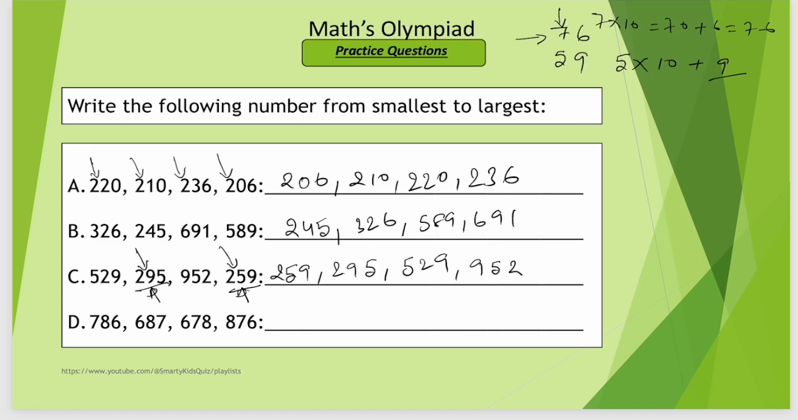786, 637, 678 and 800. So here also the same problem. Two numbers are in the 600 series. So at the hundreds place there is no problem, both have 600, so ignore it. Now the tens place: here 8, here 7. If the tens place number is smaller, the entire number is smaller, because the hundreds place is the same. So this is going to be the smaller one. 678, now 687, now 786, because it is the 700 series, and then 876. So we are done with smallest to largest.